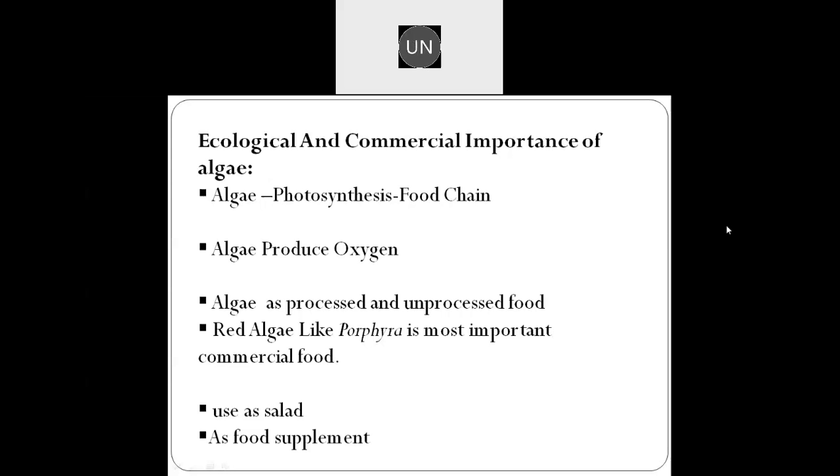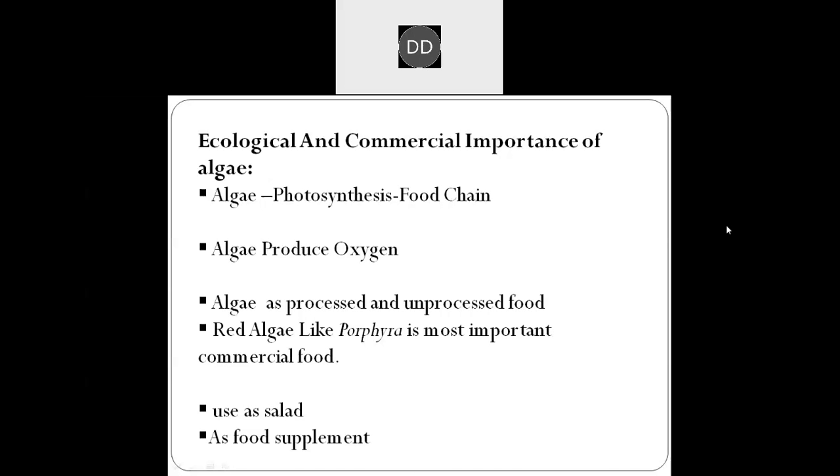The third application of algae is food, and it is a wide application. Most regions of the world use algae as food in processed or unprocessed form. In East Asia and the Pacific Islands, algae are directly consumed as food. Many countries grow algae for food and earn billions of dollars from it.